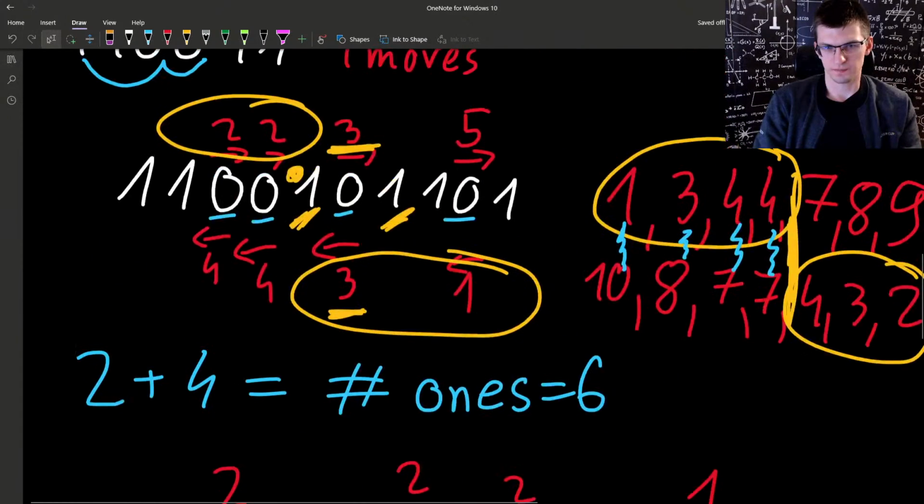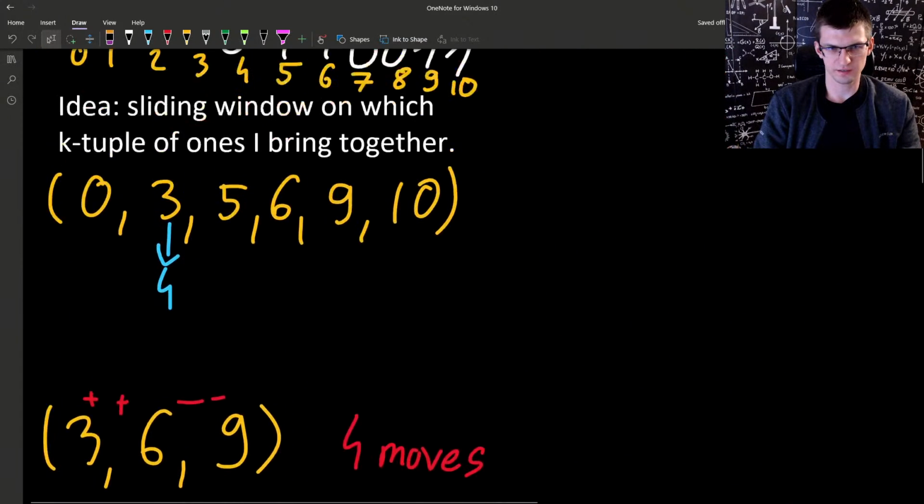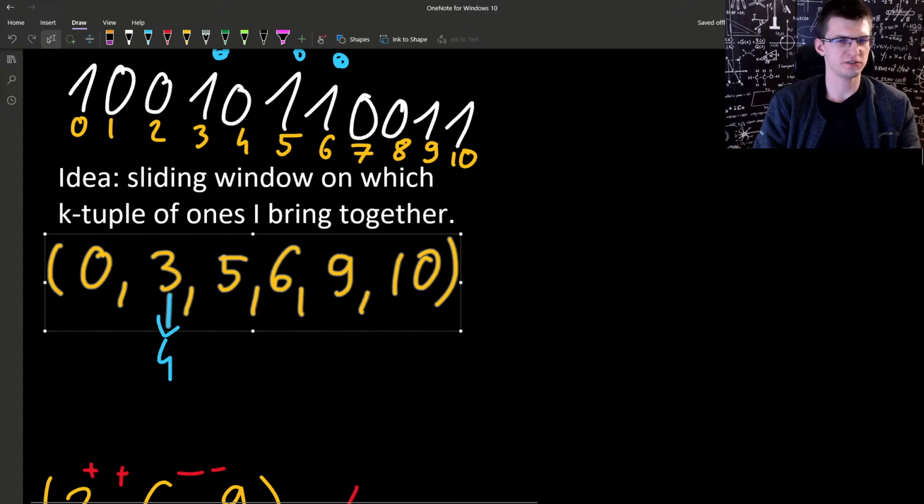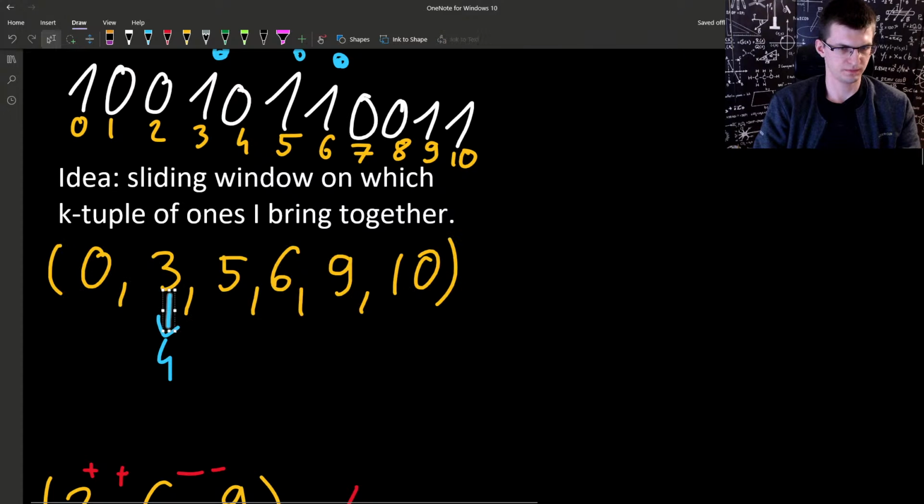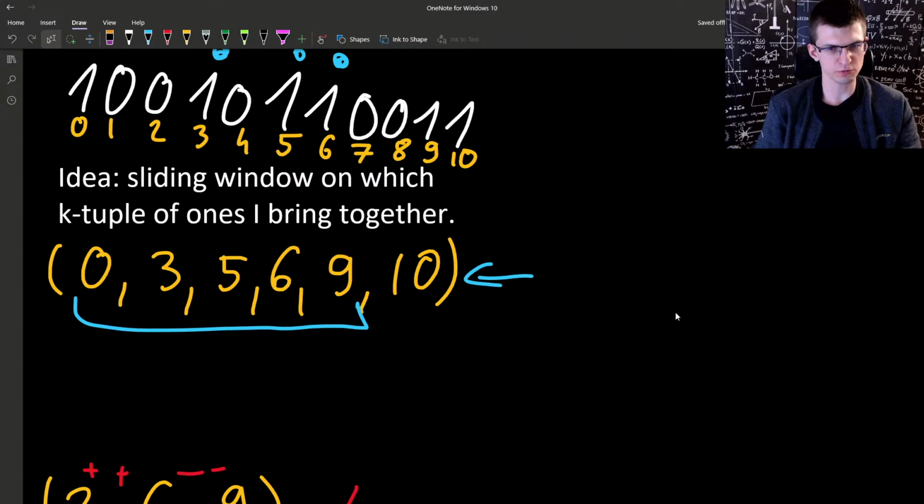Okay, the median. Yellow sequence was a sequence of positions of ones. Now we know what median is, the middle element. If k is equal to 5, and this is the sequence of positions of ones, then I have a choice of making those ones meet, and then they will meet at position 5. Or I need to make those ones meet, and they will meet at position 6.